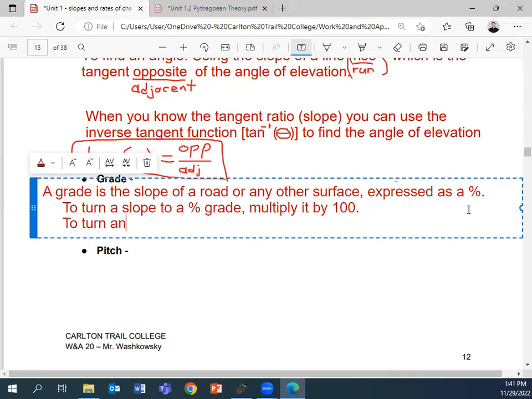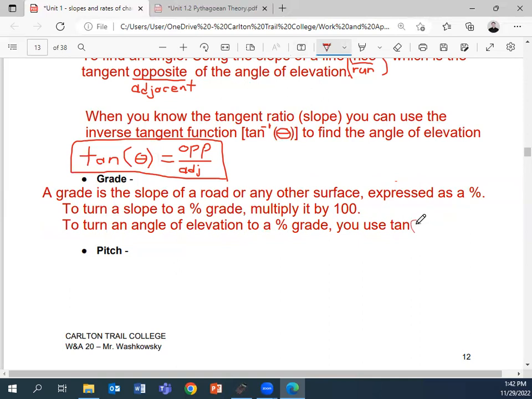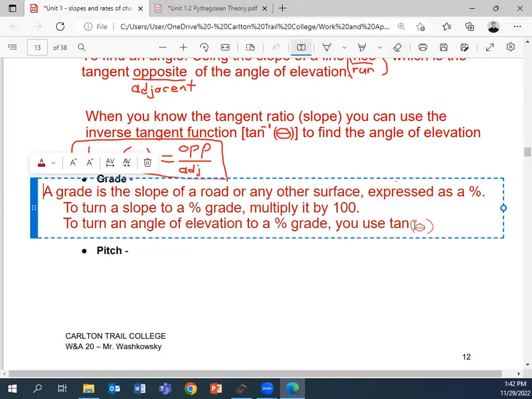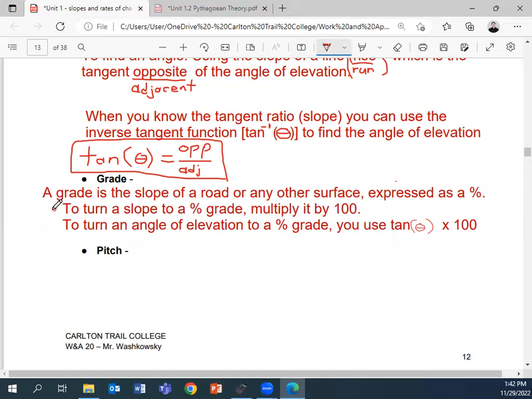To turn an angle of elevation, so to turn an angle to a percent grade, you use the tangent of theta, of the angle, times 100. So we take the tangent of the angle, not the inverse, just the regular tangent now, and times it by 100. So there's technically two things here. There's using a slope and there's using an angle, and both of them are to find what's called the percent grade.